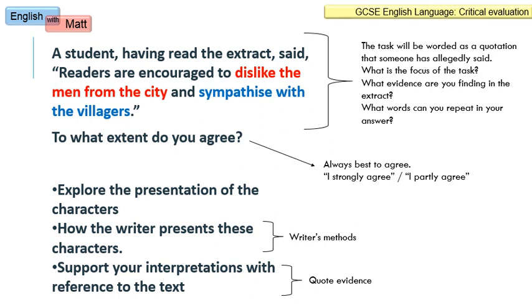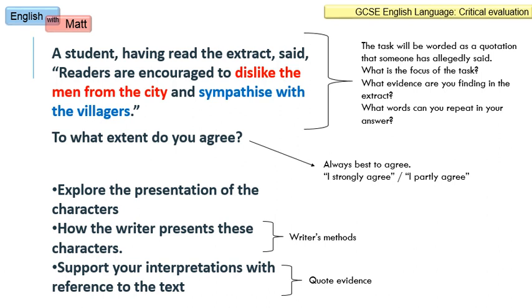So in this case, the examiner is asking you specifically about the characters of the men from the city as being dislikable characters and the people from the village being much more sympathetic, and we like them as readers. So this is a question about characters and about people. It's really important that you understand from reading that task what exactly you're looking for, because to stay on task you need to be talking about what they give you to talk about. So here it's the men and the villagers.